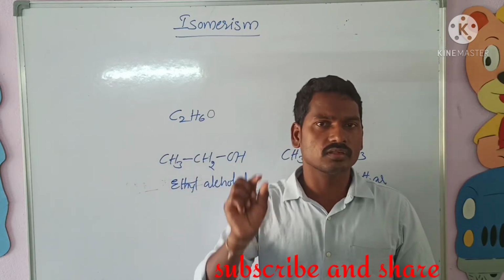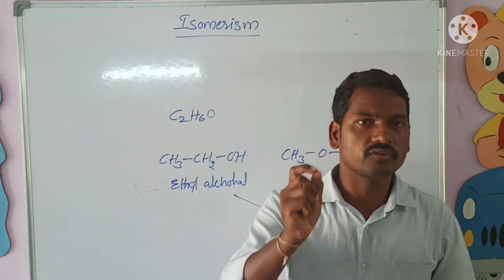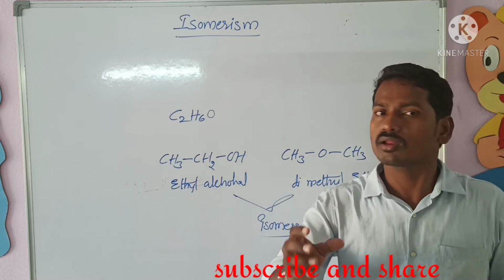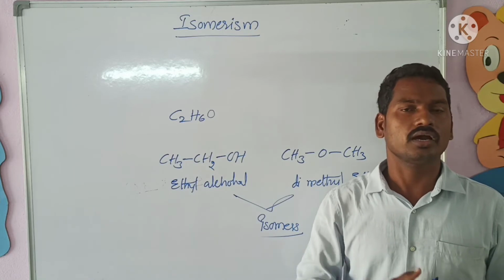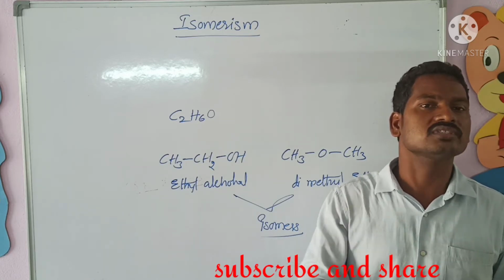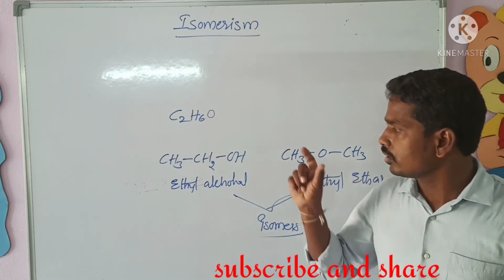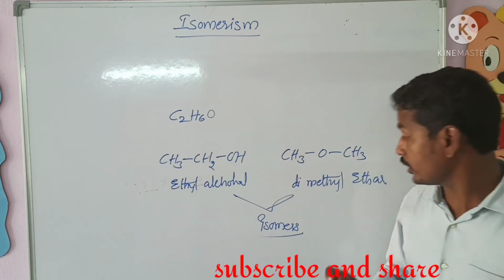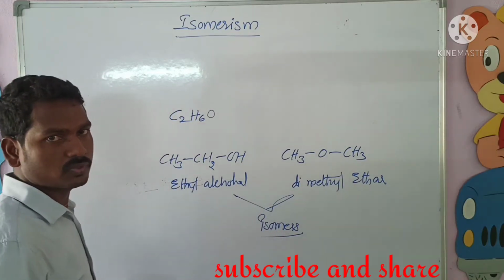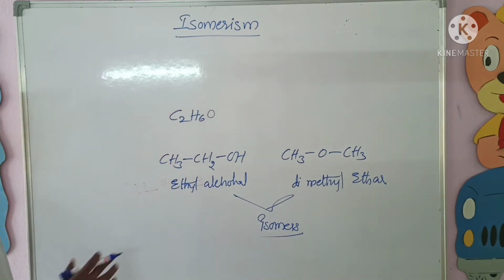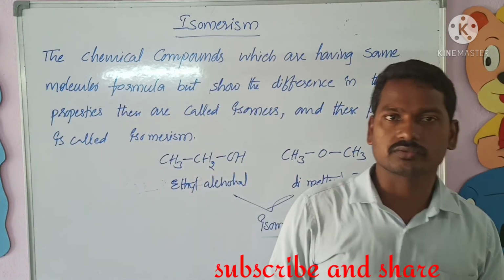Isomerism means the chemical compounds which have the same molecular formula, but show a difference in their structure or spatial arrangement and show a difference in their chemical and physical properties, are called isomers, and this total phenomenon is called isomerism. I am writing the definition.